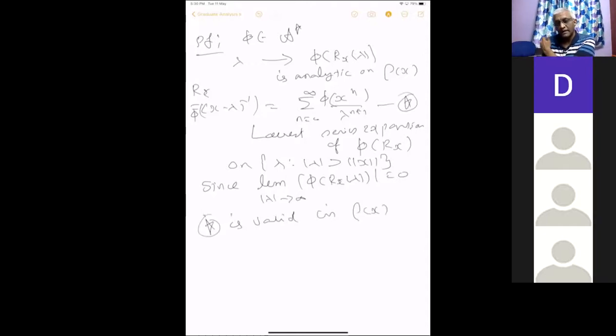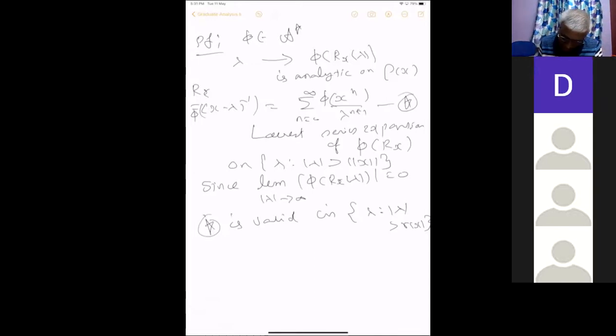Okay. This is valid in that. Maybe you can even just say this: you can say that for all lambda in this region, lambda such that mod lambda is greater than r of x. This makes sense. This is because we already have that Laurent series, and then the limit exists at infinity. Because of that, this is true.